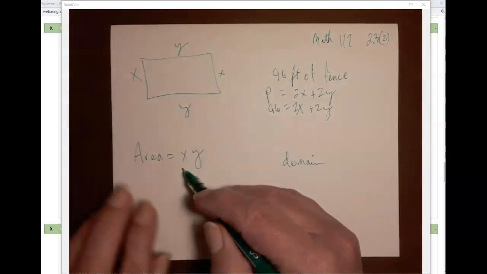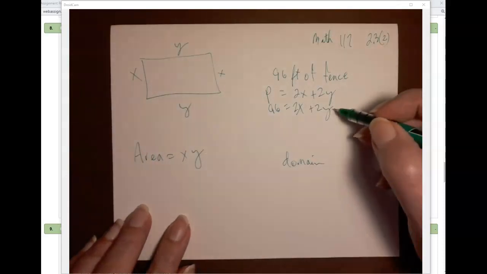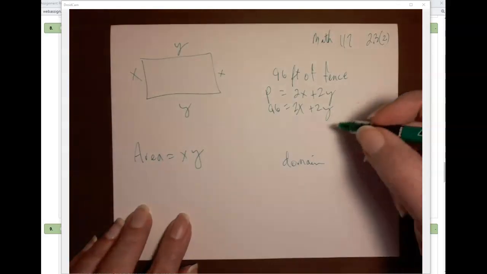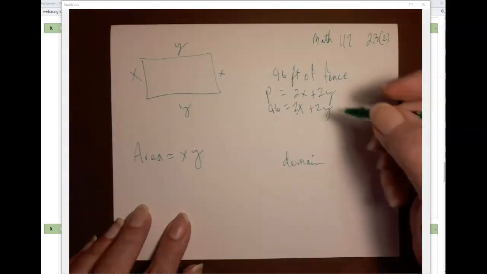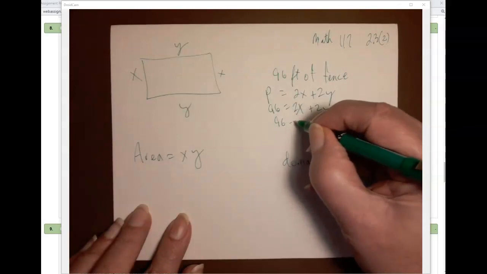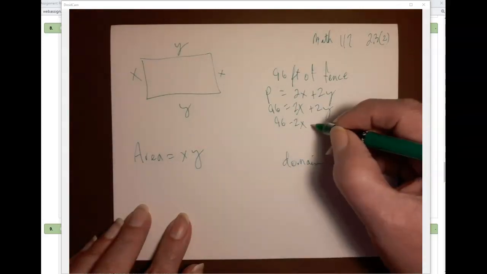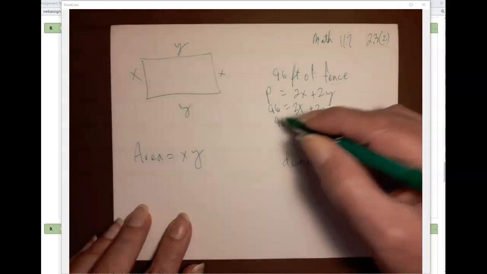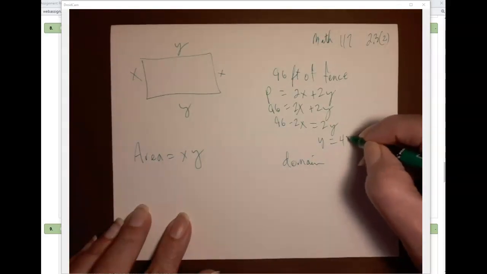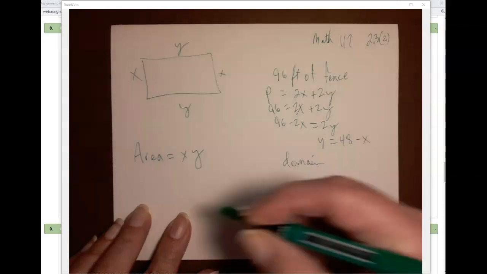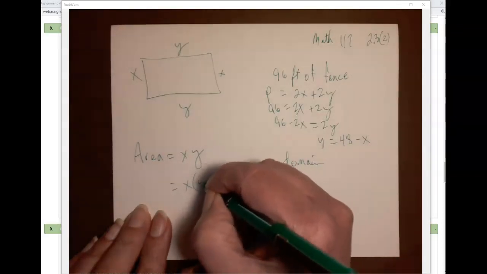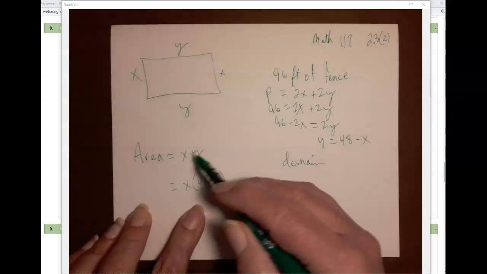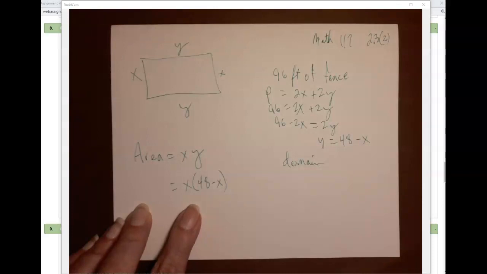But I want a function that only has x in it, so I need to solve this for y and put it back in here. I call this juggling equations, juggling pieces of information. So we have 96 minus 2x, subtracting 2x from both sides, is equal to 2y. So that gives me that y, if I divide everything by 2, is 48 minus x. So in here, I'll put 48 minus x, and that tells me exactly what I should have in WebAssign for my formula.